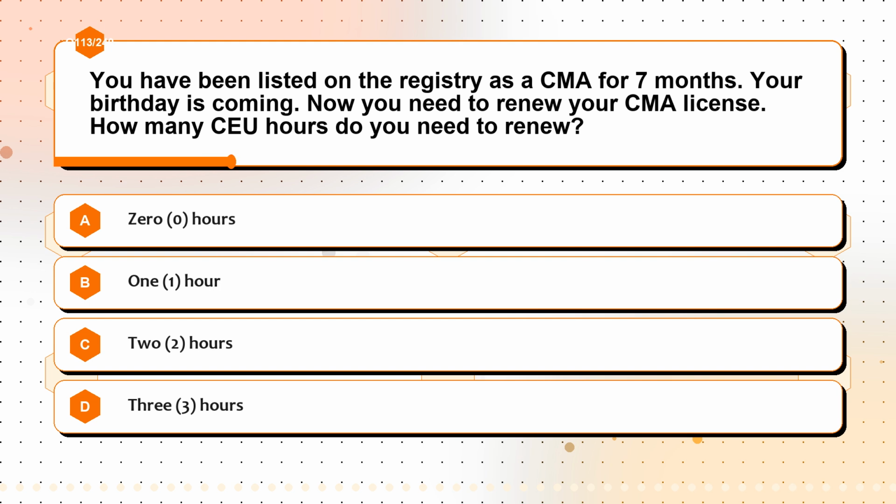Question 113. You have been listed on the registry as a CMA for 7 months. Your birthday is coming. Now you need to renew your CMA license. How many CU hours do you need to renew? Here are the options. Option A, 0 hours. Option B, 1 hour. Option C, 2 hours. Option D, 3 hours.